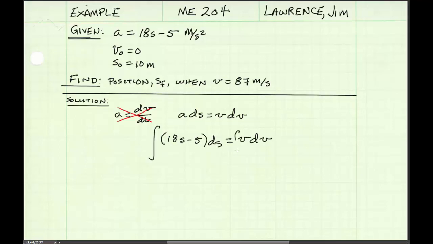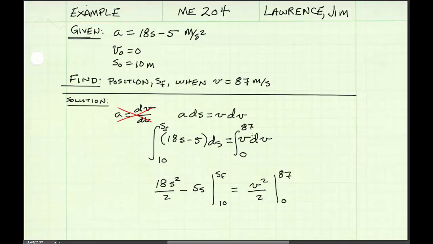We'll integrate both sides of the equation, and my limits of integration, when the velocity is 0, my position is 10, and when the velocity is 87 meters per second, my position is s, or s sub f, which is what I'm looking for. So integrating both sides of the equation, I get 18s squared over 2 minus 5s evaluated from 10 to s sub f is equal to the velocity squared over 2 evaluated from 0 to 87.